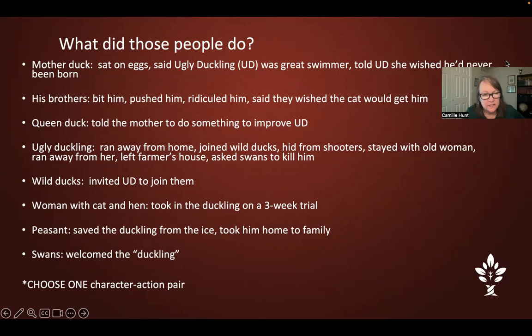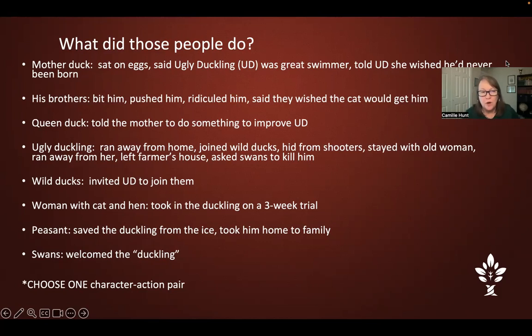The wild ducks, what did they do? They invited the ugly duckling to join them. And the geese did too. I forgot the geese. The woman with the cat and hen, she took in the duckling on a 3-week trial. The peasant saved the duckling from the ice and took him home to his family. The swans welcomed the duckling.